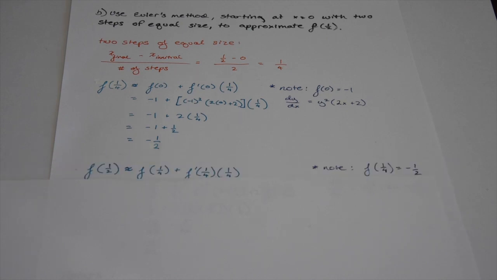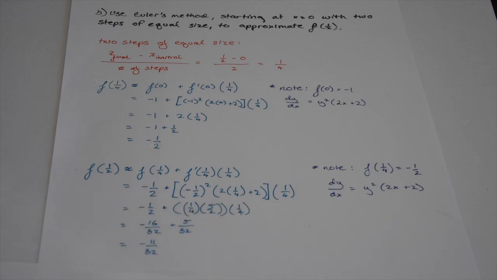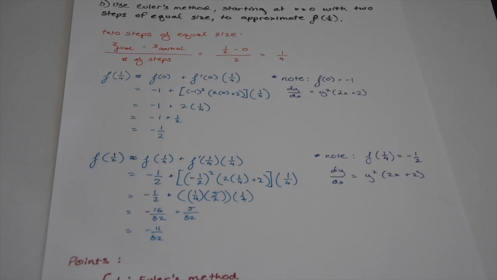To get f of 1/2, we know that it is approximately equal to f of 1/4 plus f prime of 1/4 times 1/4. Well, we need to note that f of 1/4 is equal to -1/2. dy over dx is also equal to y squared times, all in parentheses, 2x plus 2. Well, we can take our x and y's respectively and solve for the answer again to get -11/32.